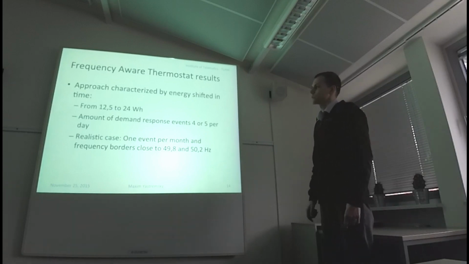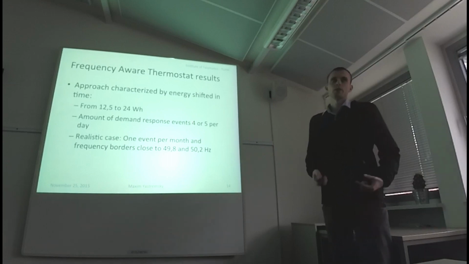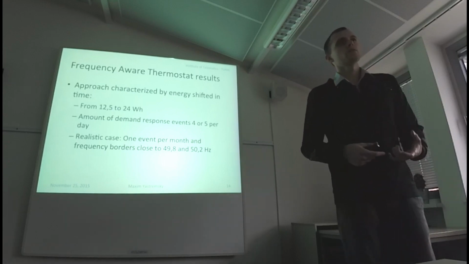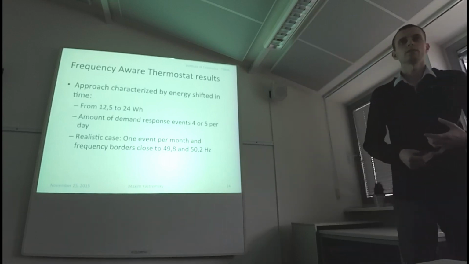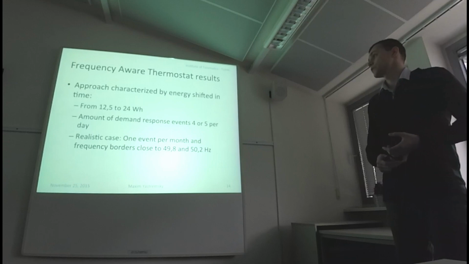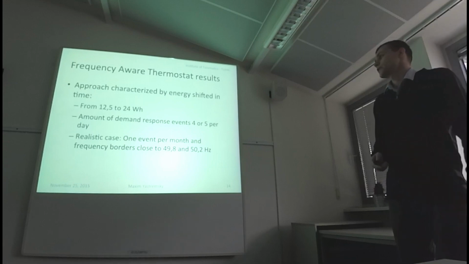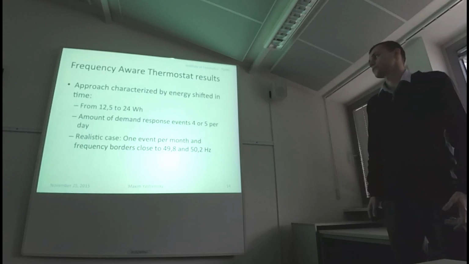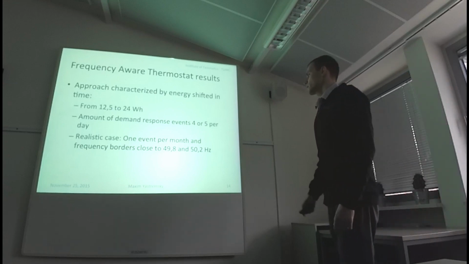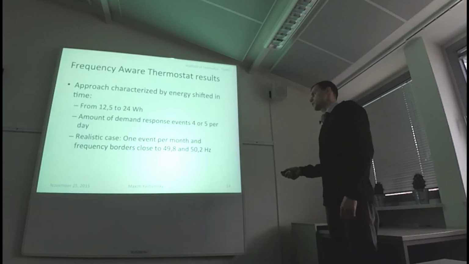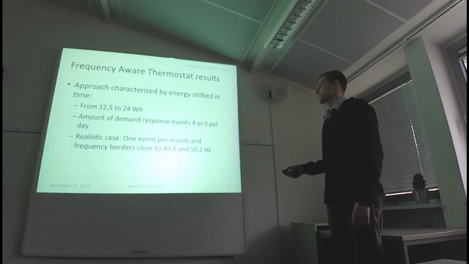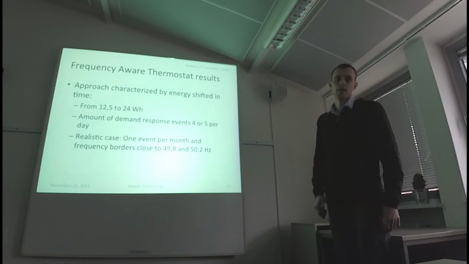Also, the parameters that we chose provide, as I said, 4 or 5 events per day. But in the realistic case, if this system would be implemented in the industry, that's actually a very big amount. So the occurrence of such events should be not bigger than 1 event per month. And in this case, the frequency should be close to the border 49.8 and 50.2.